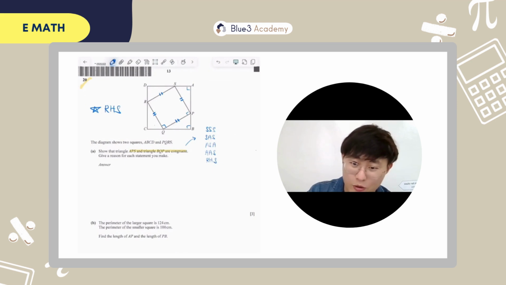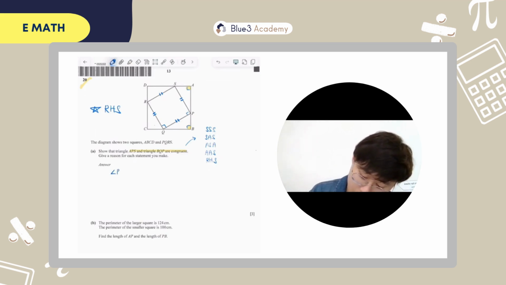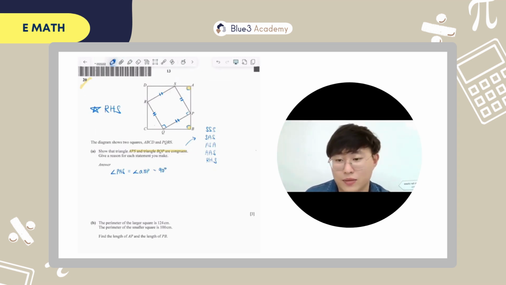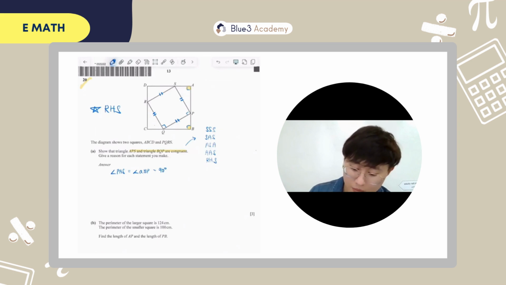From here, what I'm going to do next is attempt to prove as many things as possible first. For example, I have one of my angles being the same already. So these two angles are the same. So I'm going to say angle PAS is equal to angle QBP, which is equal to 90 degrees. So one of my angles is the same already. From there I can also prove that one of my sides is the same. So QP is equal to PS.